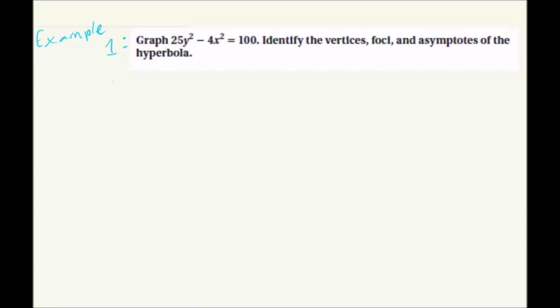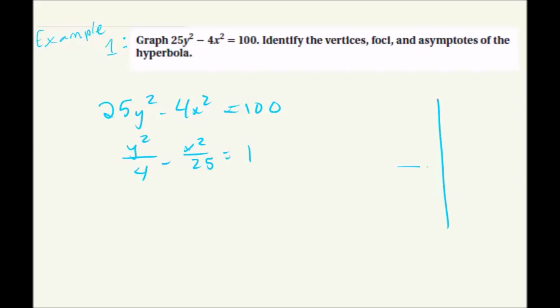On to the first example. 25y squared minus 4x squared equals 100. And it says identify the vertices, foci, asymptotes of the hyperbola, as well as graph it. First we've got to set it equal to 1. Divide everything by 100. That's y squared over 4 minus x squared over 25 equals 1. Now we can determine what a, b, and c are, as well as know which way this opens. I see the y squared is in front, so I know this is going to be one that opens up or down.